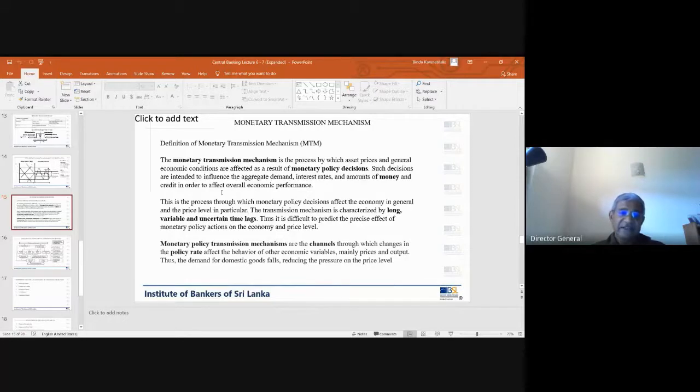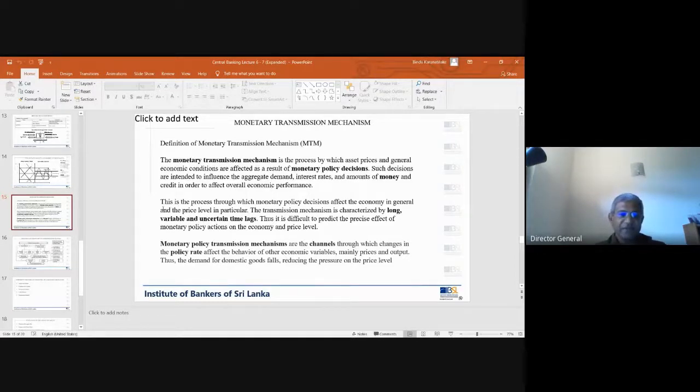Such decisions are intended to influence aggregate demand, interest rates, and the amount of money and credit in order to affect the overall economic performance. You can see the final objective is economic performance. And in between, we know that when the economic performance changes, the prices also automatically change through the markets.